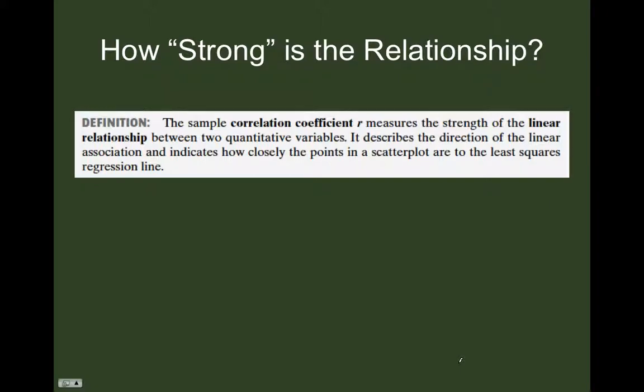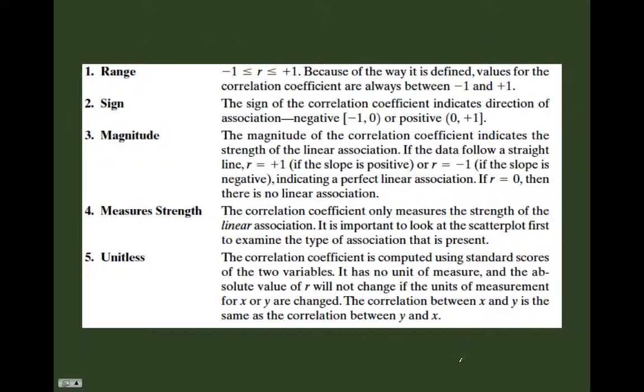Now, that's a lot of information. Let's go through this point by point. R is always a number between -1 and 1. When R is equal to either -1 or 1, then we say we have a perfect correlation, either positive or negative. The sign of the correlation tells us the direction of the association. So if we have a negative R value, it means we have a negative linear relationship. If we have a positive R value, it means we have a positive linear relationship.